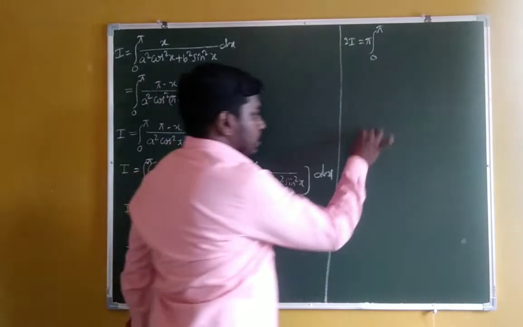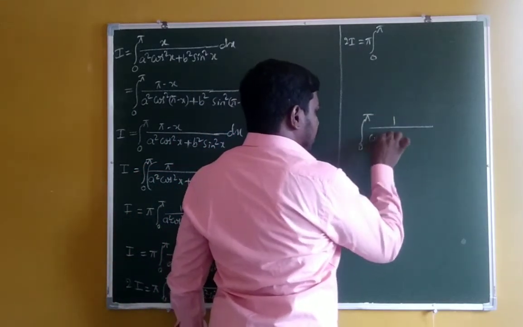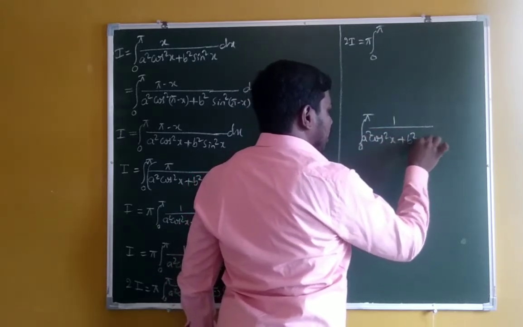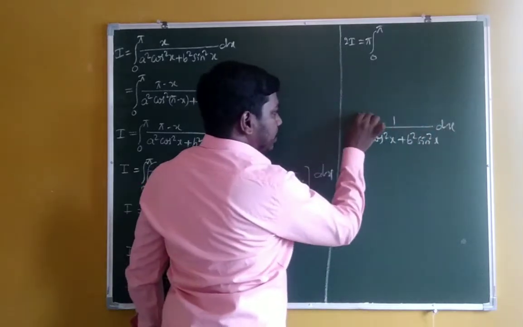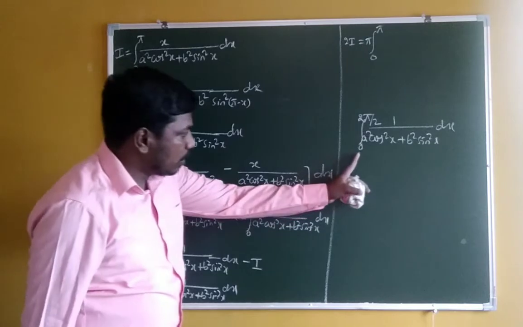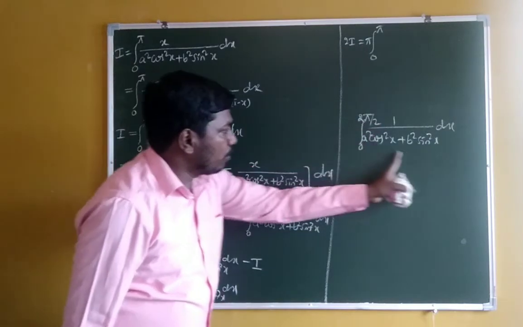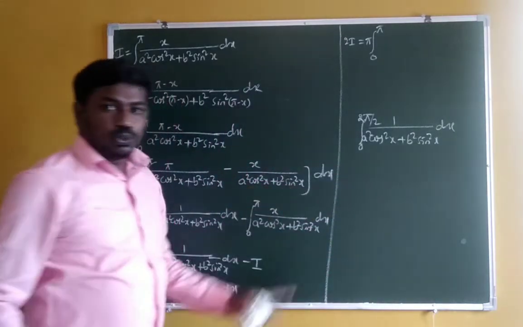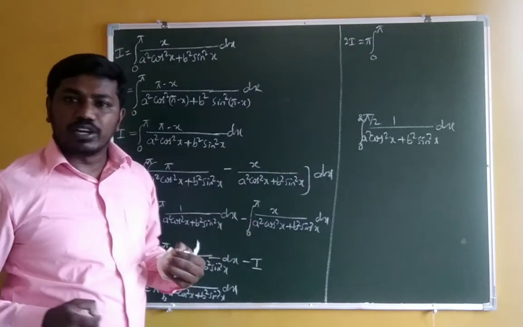So 0 to pi, 1 divided by a square cos square x plus b square sin square x into dx. Here there is pi, which we can write as 2 into pi by 2. So 2 into pi by 2 means 0 to 2a of f of x into dx. So should we write it as 0, or as 2 times the integration from 0 to a of f of x into dx? Let us see.